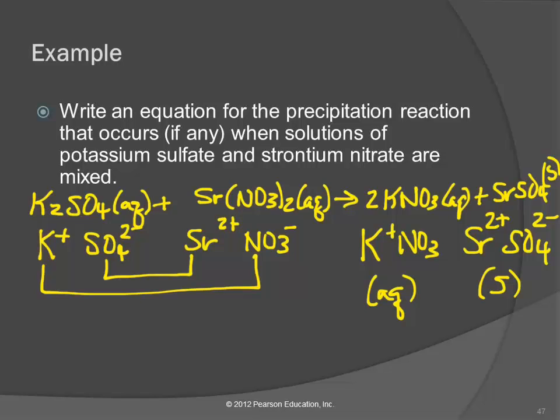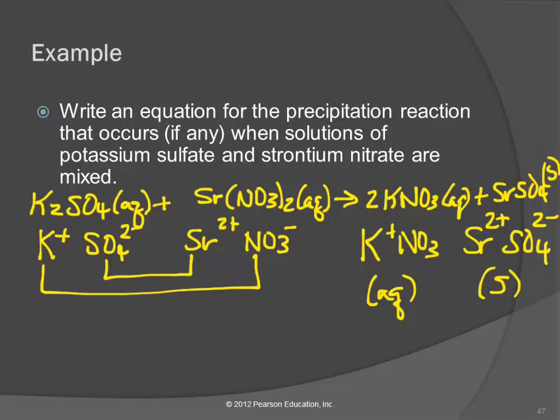We have 1 sulfate. Sulfate's a bundle pack, okay? It's stayed together. It's still sulfate on the other side. We have 1 sulfate on the left, 1 sulfate on the right. We have 1 strontium on the left and 1 strontium on the right. And we have 2 nitrates on the left and 2 nitrates on the right because we have that coefficient of 2. And so there it is balanced.